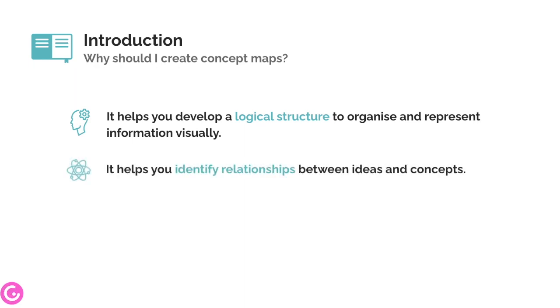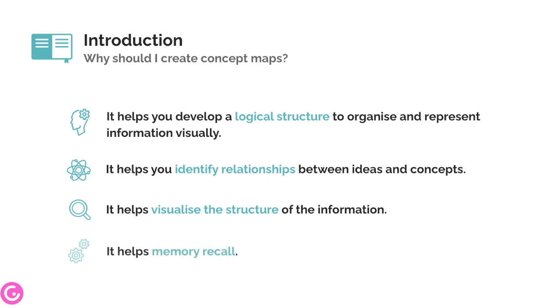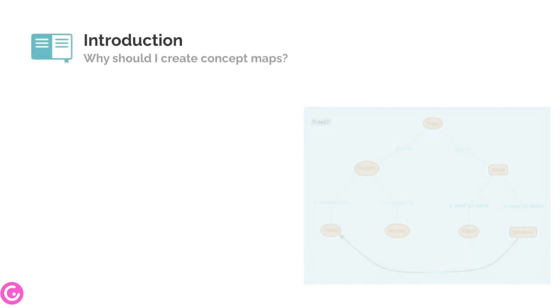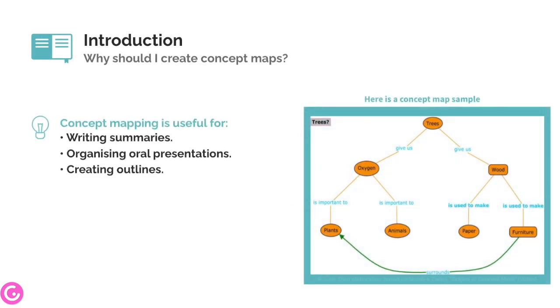Concept mapping is a powerful strategy that helps you identify relationships between ideas and concepts. It helps visualize the structure of the information at hand, so it may be useful for clarifying and structuring ideas. And it also helps memory recall. Moreover, concept mapping is very useful for writing summaries, for making presentations, or when creating outlines. You can check out our videos on these topics.